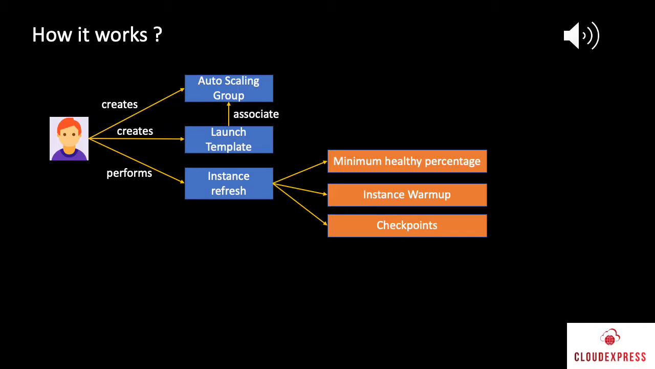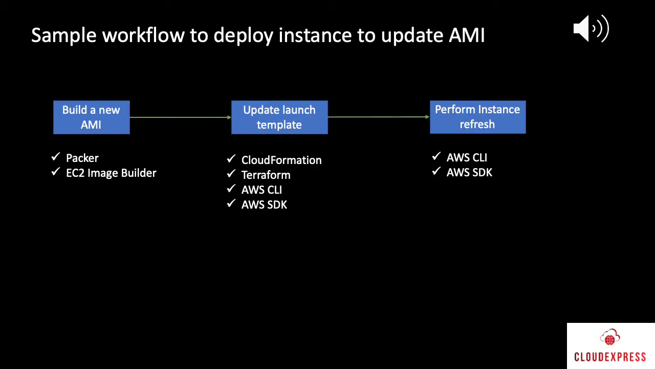A checkpoint is a point in time where the instance refresh pauses for a specified amount of time. Users can add multiple checkpoints during instance refresh and they can also choose to receive notifications after reaching each checkpoint. Users can completely avoid the complexity of custom solutions to deploy updates to their infrastructure by automating most of the activities.